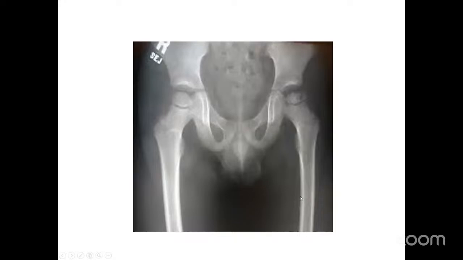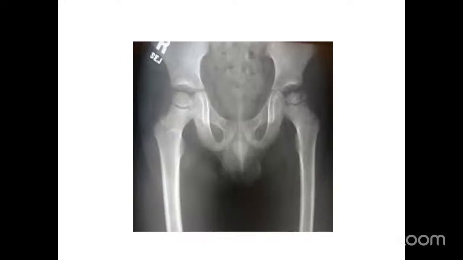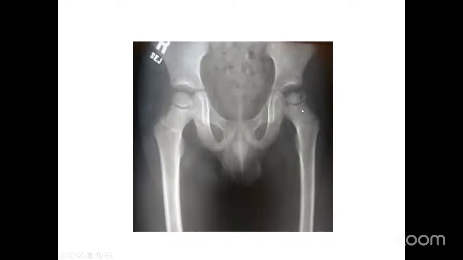Lateralization of the femoral head. Yes, we tell one by one. So you don't jump from one to the other. Okay. So what has happened to it? Got lateral subluxation of the femoral head.